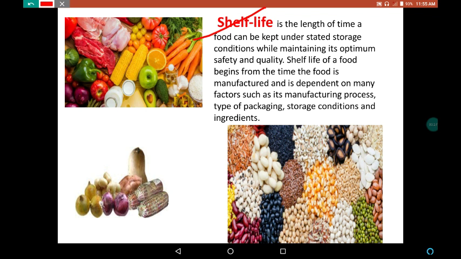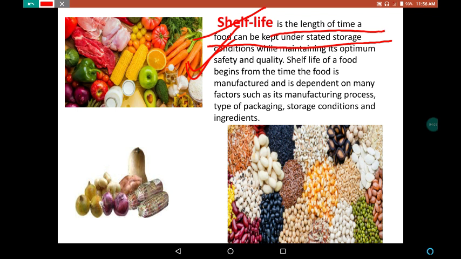So the term shelf life. What is shelf life? I use the term here, shelf life. Food processing is designed to extend the shelf life of a food product. Shelf life is the length of time food can be kept under stated storage conditions while maintaining its optimum safety and quality. It means food is maintained in its quality and safety point of view.